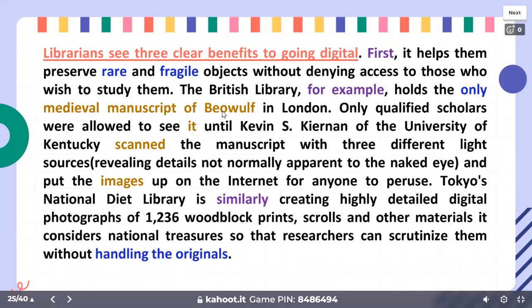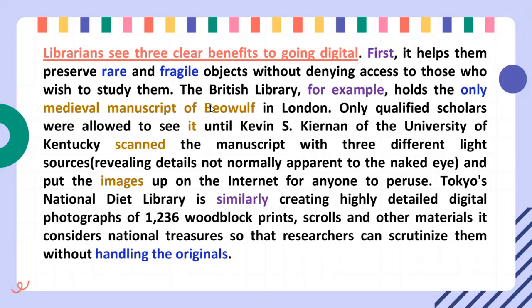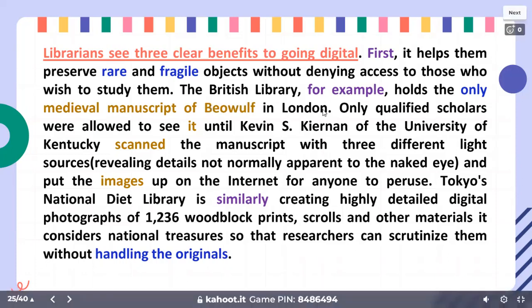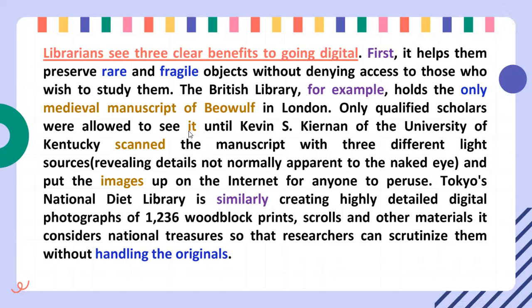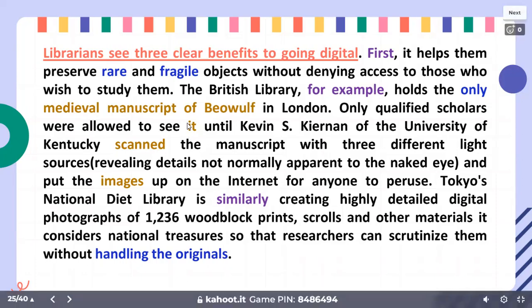Manuscript of Beowulf. There is only one copy of Beowulf. And where is it kept, this copy? London. In the British Library. Yes, so in London. Great. Now look, this is one piece of information, and he said only qualified scholars were allowed to see it. What does it refer to? Oh, the manuscript. Yeah, excellent. The manuscript of Beowulf. Okay, now, to see it.